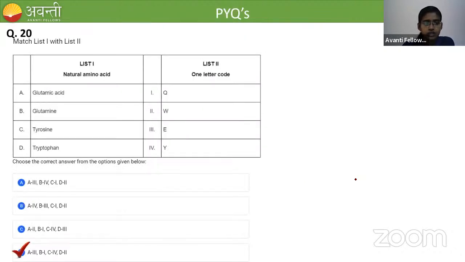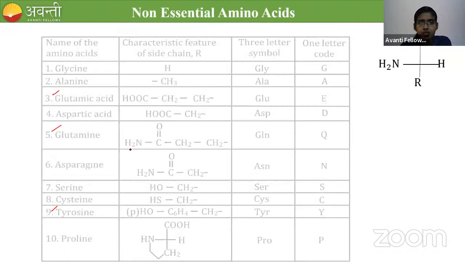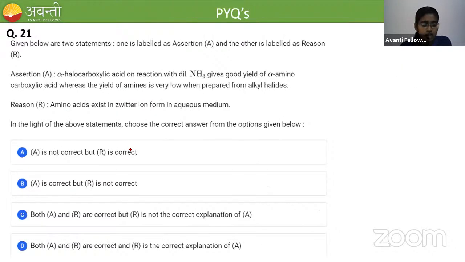So the first three are non-essential amino acids and tryptophan is an essential amino acid. Just learn the amino acid and its code. Okay, we just have to memorize here. Let me go for the last question for today's session.